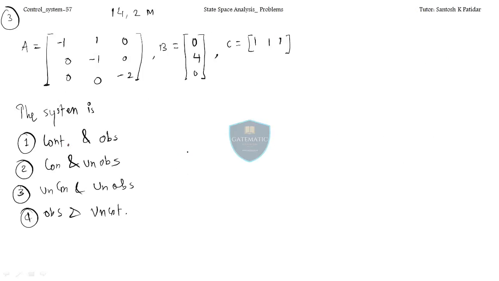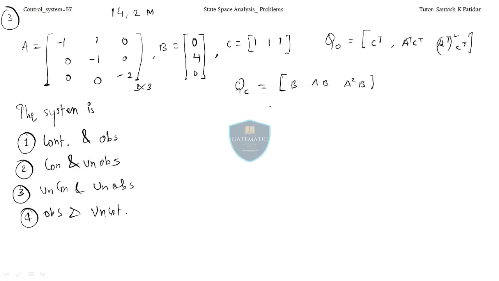This is the 14 marks problem. A, B, C are given, and we have to find out whether the system is controllable, observable, and so on. First, to find the controllability, you know very well, this is of order 3×3, so the maximum power will go up to A square. So this is B, AB, A square B, like this. For observability you will find this one, that is C transpose, A transpose C transpose, A transpose square C transpose.